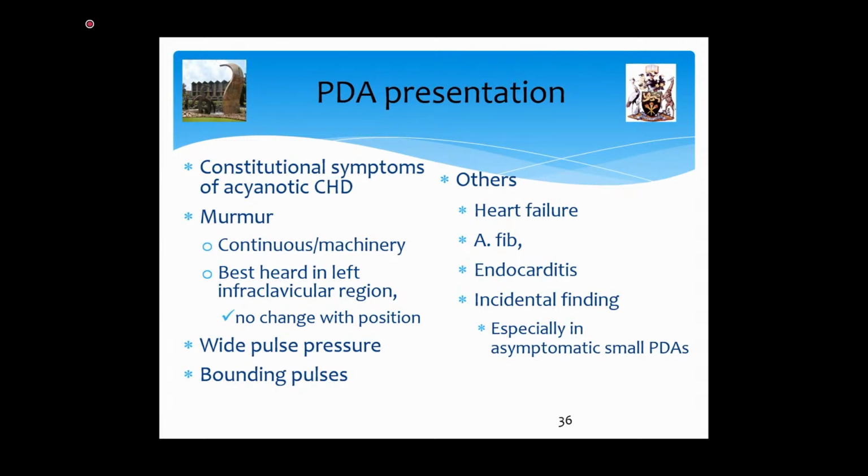blood pressure becomes lower. So then you end up with a high systolic pressure and a very low diastolic pressure. And that creates a wide pulse pressure. They are also the ones who will end up with bounding pulses because of the volume. And you will go read other causes of bounding pulses or wide pulse pressure. The other things they will present with are heart failure, atrial fibrillation if the left atrium is enlarged so much, and endocarditis. Many times we find it as an incidental finding, especially in small asymptomatic PDAs, when we don't auscultate properly.